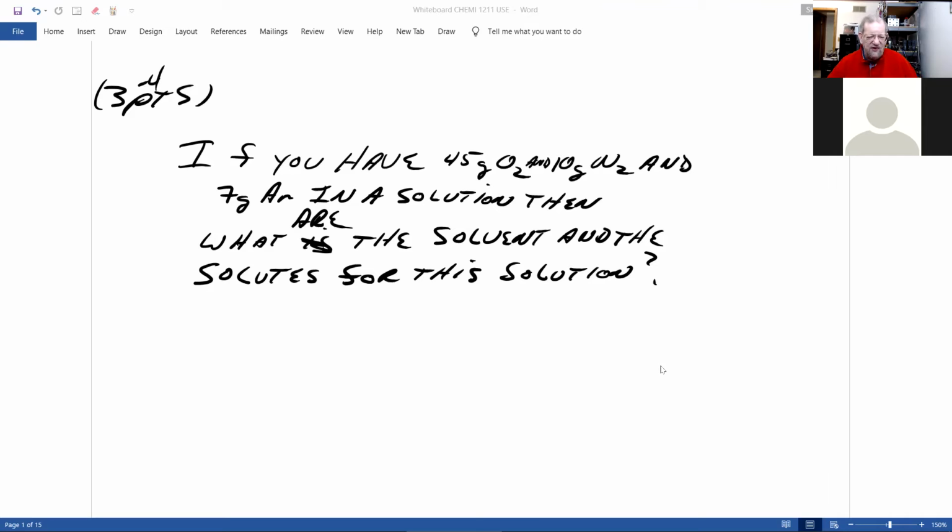We're trying to find what's the solvent and what are the solutes for this mixture or solution. The solvent is the component present in the greatest amount, which is 45, greater than 10 and 7. So this solvent is oxygen, and the solutes are the other components, which in this case are nitrogen and argon.